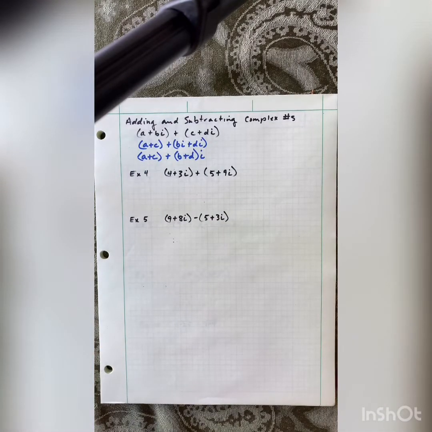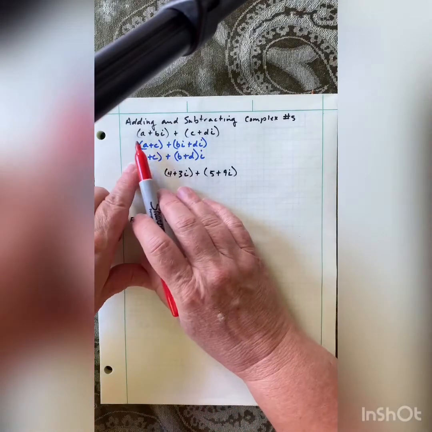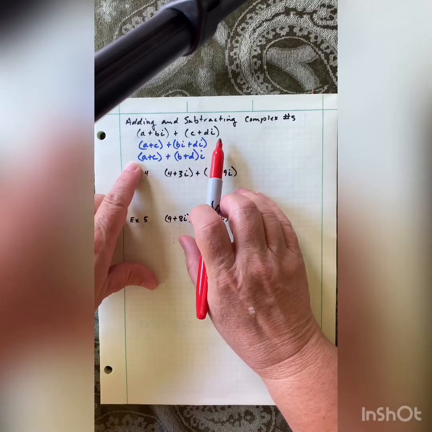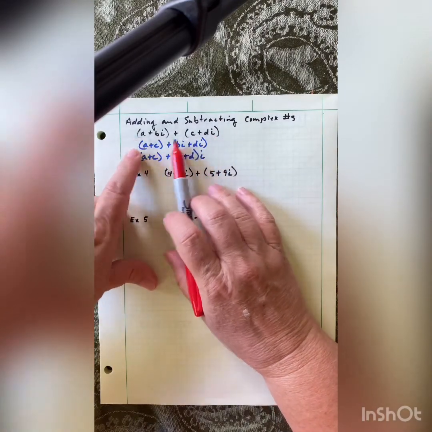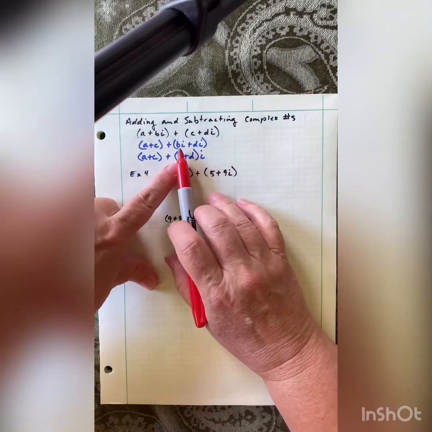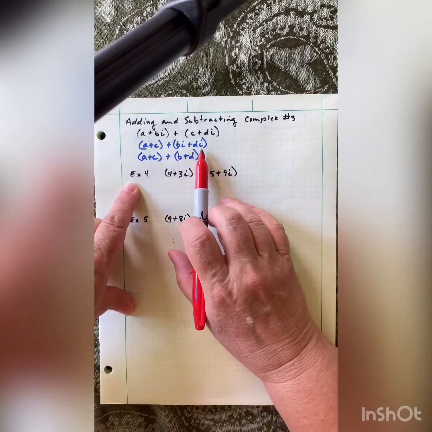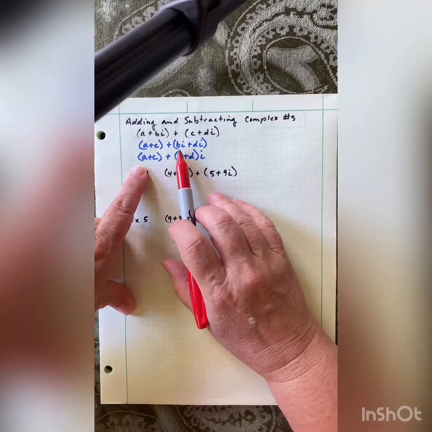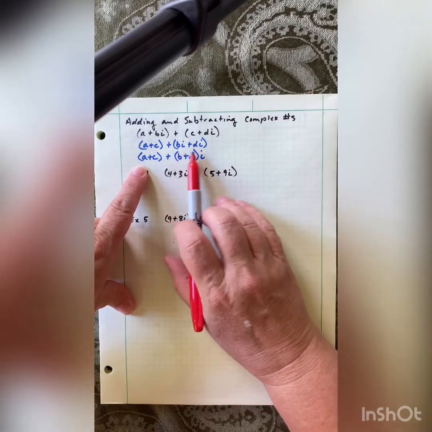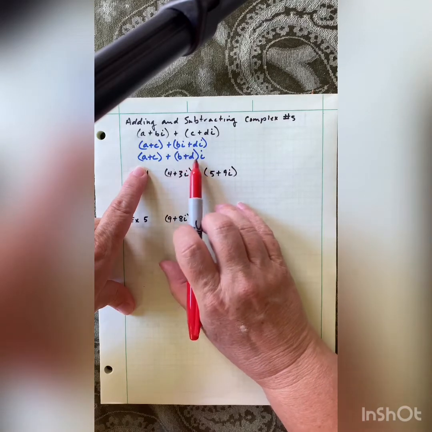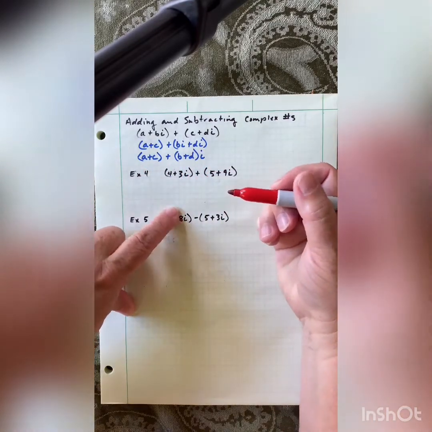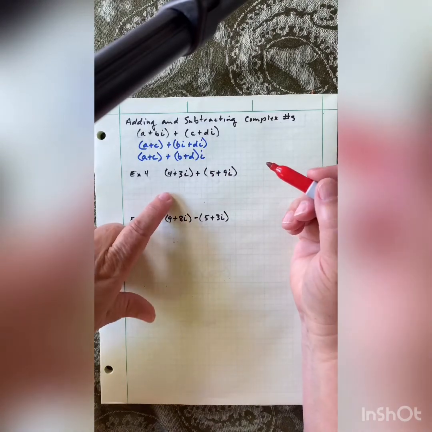Okay, adding and subtracting complex numbers. So if I had something that looks like a plus bi plus c plus di, I could rewrite this, putting my real parts together and putting my imaginary parts together. And here's my real parts. I'm going to factor out the i out of the imaginary parts, and then I could just add the coefficients of my i's together. So let's see how this works.